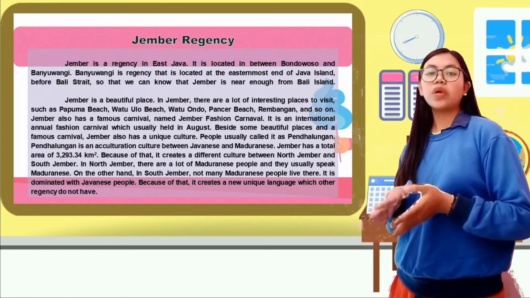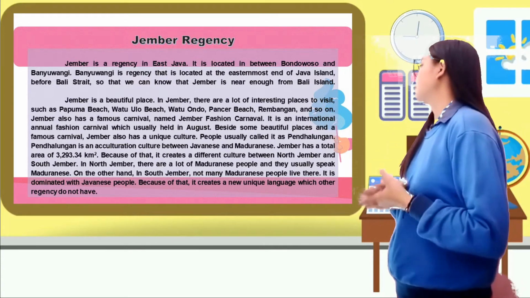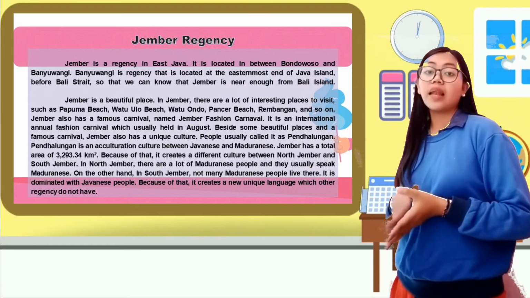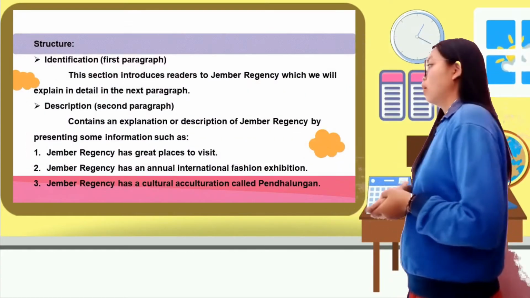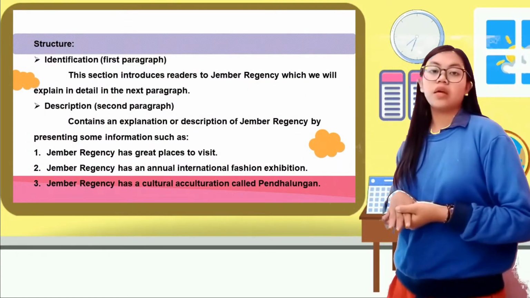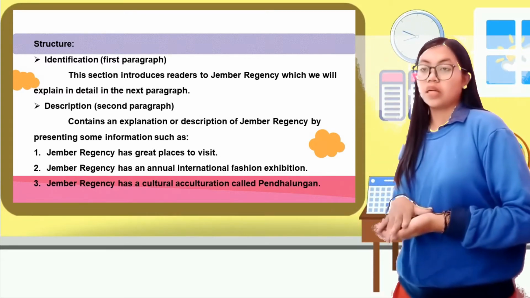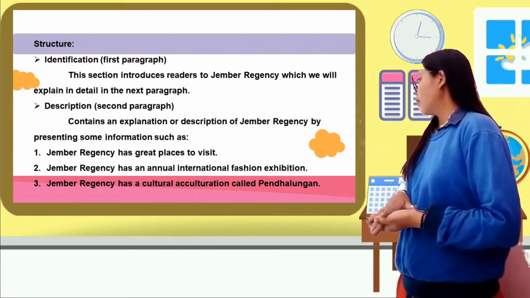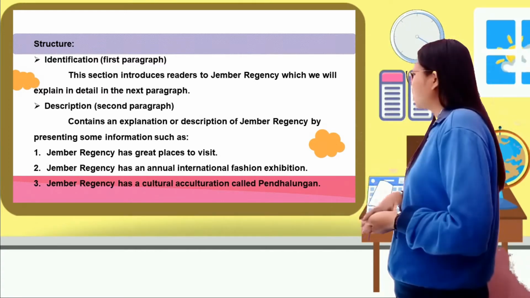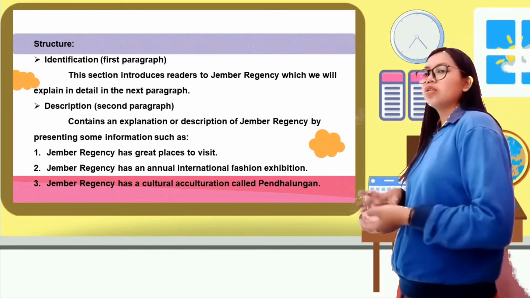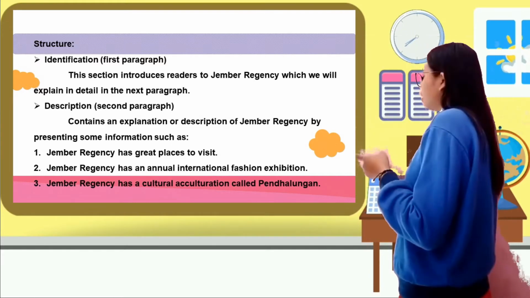Alright, after we have read the example of this text, we move to discuss and analyze this text related to descriptive text. Alright, for the generic structure, we have learned about the generic structure. There are two generic structures, identification and description. For identification, it is in the first paragraph. This section introduces readers to Jember Regency, which will be explained in detail in the next paragraph.